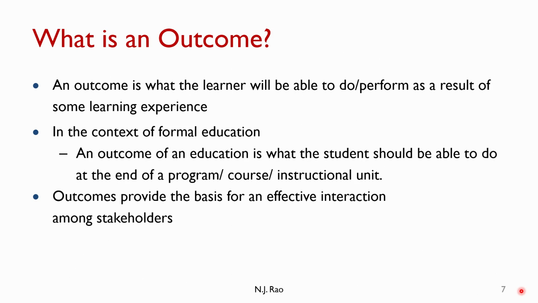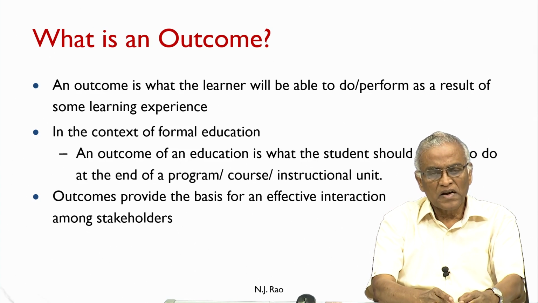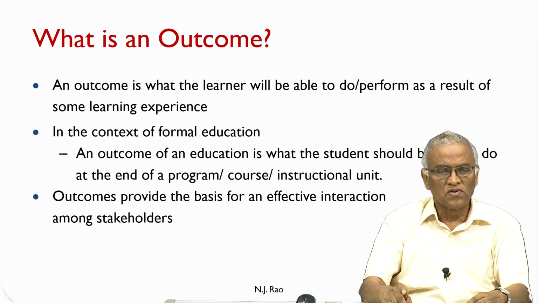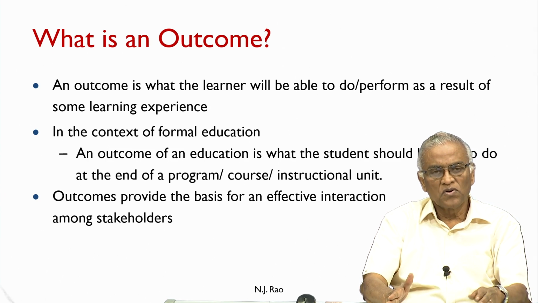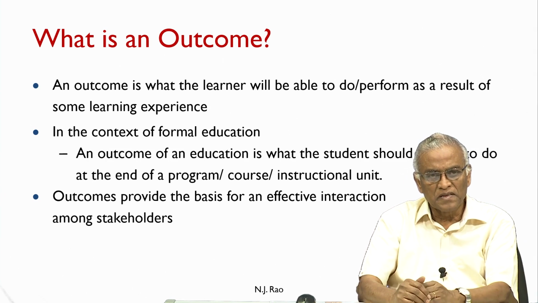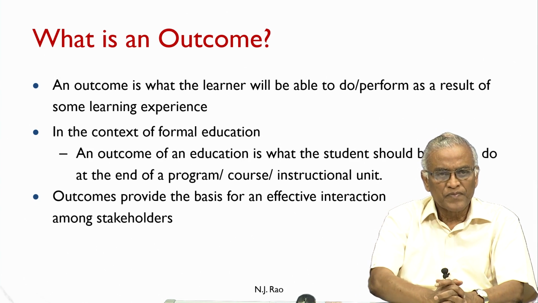So, what is an outcome? An outcome is what the learner will be able to do or perform as a result of some learning experience. So, whenever I start instruction or when I start teaching, the first thing the teacher needs to know is what it is that I want my student to be able to do, and that will become our reference. So, how do I prepare him to become capable of doing something? That is what constitutes teaching or instruction.